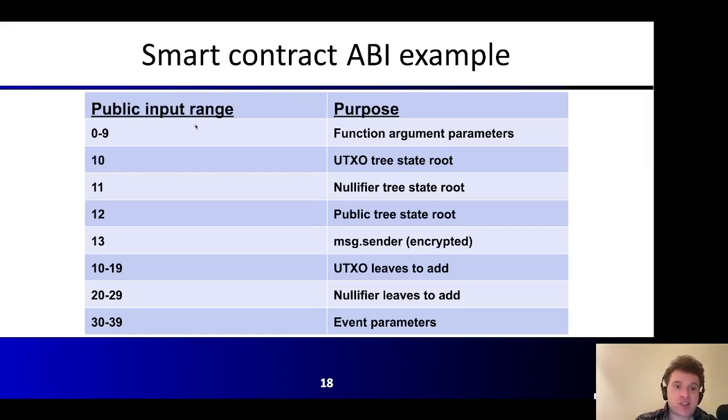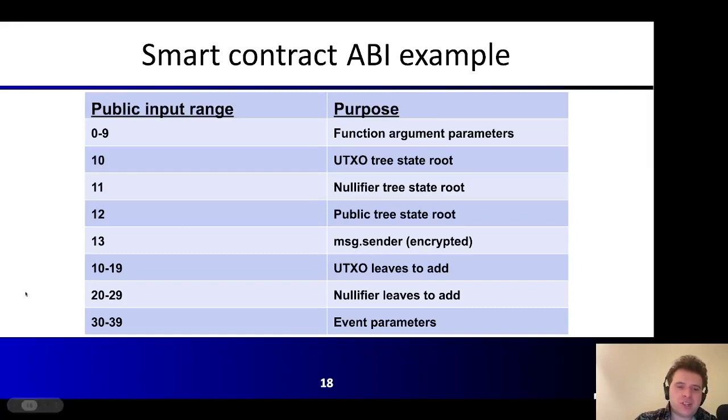So the idea here, in this toy example, is that the first 10 public inputs are input arguments to the function. And then you have to do things like passing the state roots of the various data trees that the network is using. Things like you have a concept of message sender, which for private functions, you probably want to encrypt, but then inside the private function circuit, you could decrypt it to get access to the address of the sender.